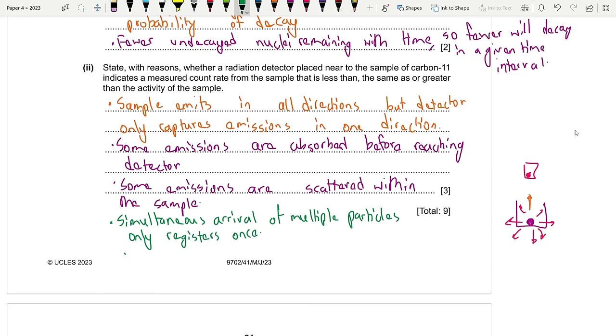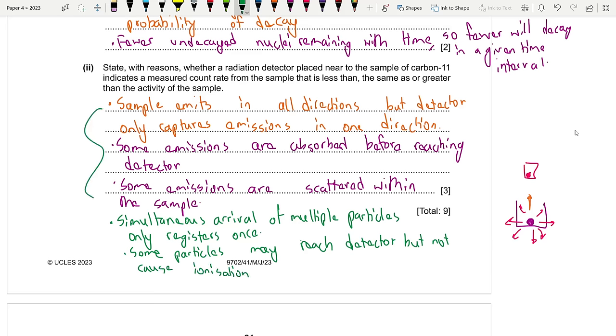Fine. And what else? Some particles may reach a detector but not cause ionization. Interesting. I haven't seen this point before. Okay, so if you write these 6 points, any 2 of these, you would get 2 out of 3 marks.